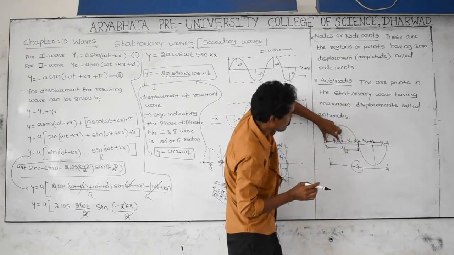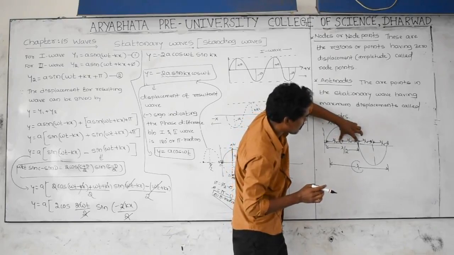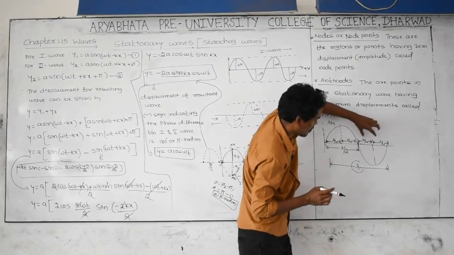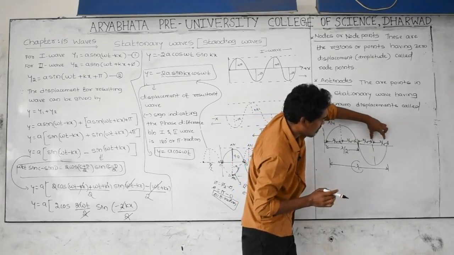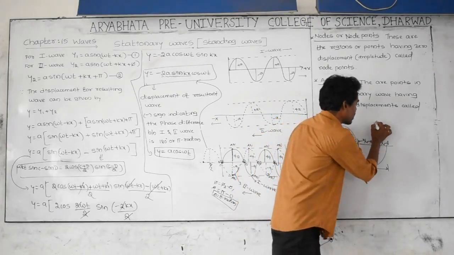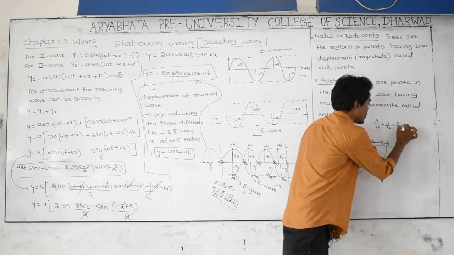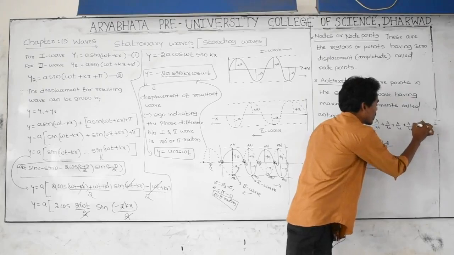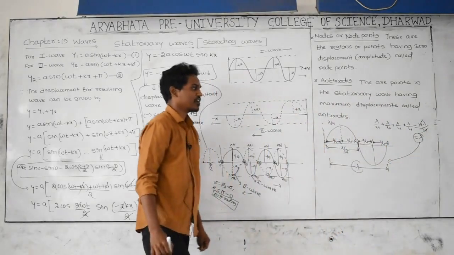Therefore, here to here is lambda by 4 length of the wave, again here to here lambda by 4, again lambda by 4, again lambda by 4. Lambda by 4 plus lambda by 4 plus lambda by 4 plus lambda by 4, if you take the LCM, which is 4, you get 4 lambda by 4, the 4 cancels, and you get lambda. This is the length of one complete wave.